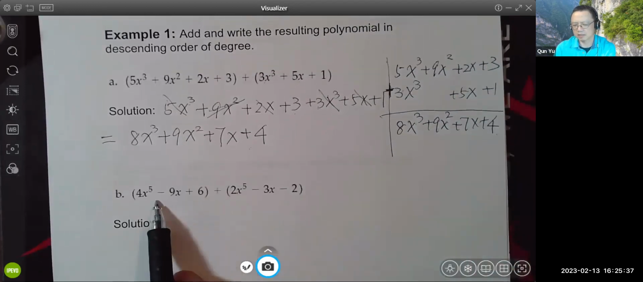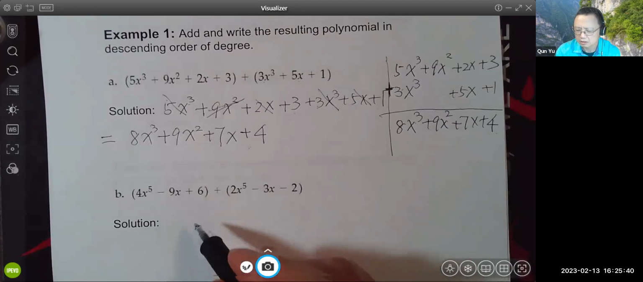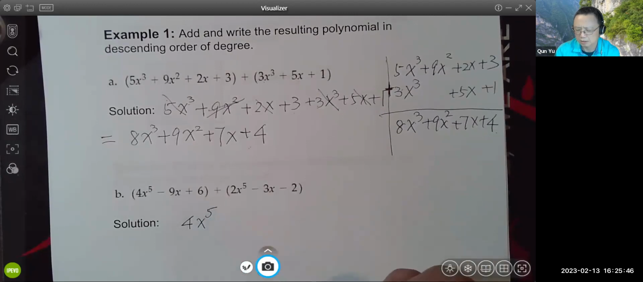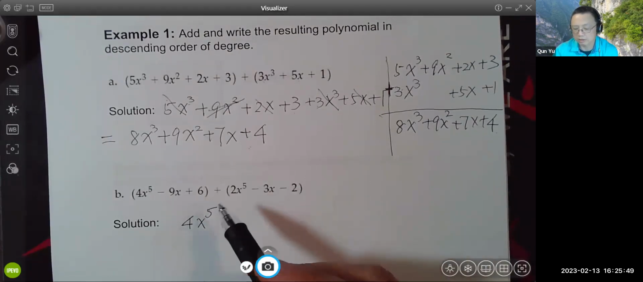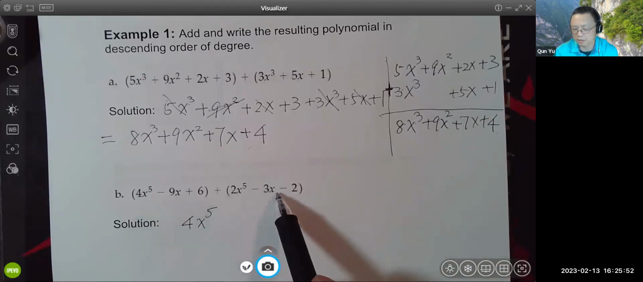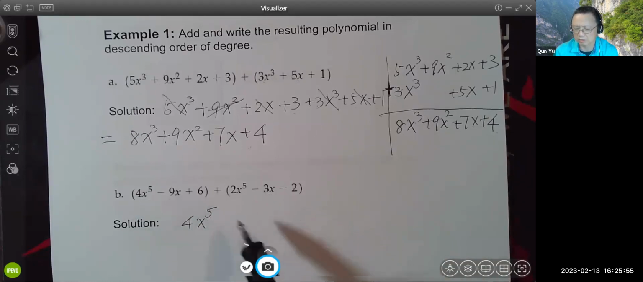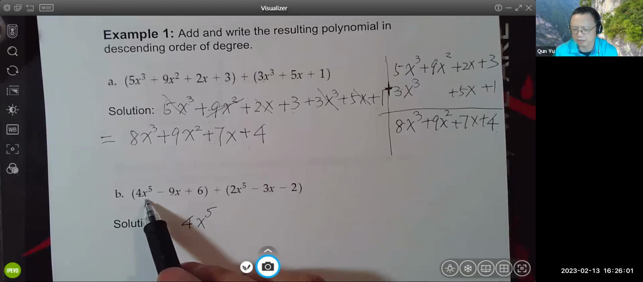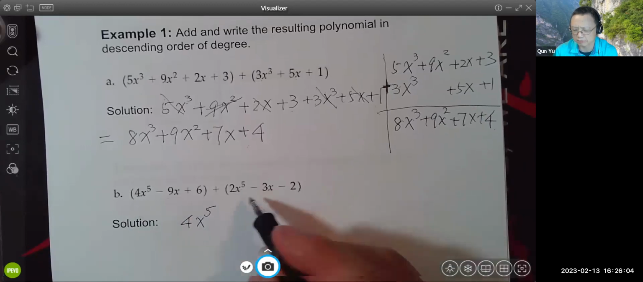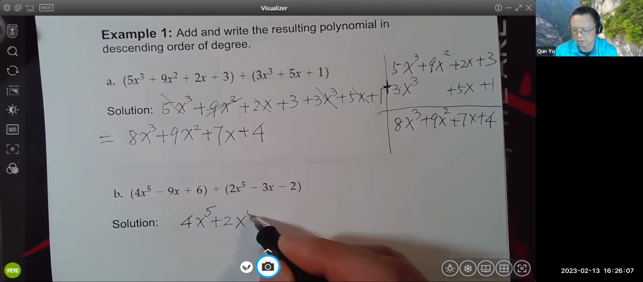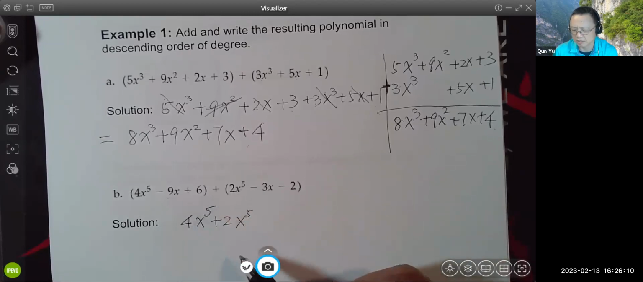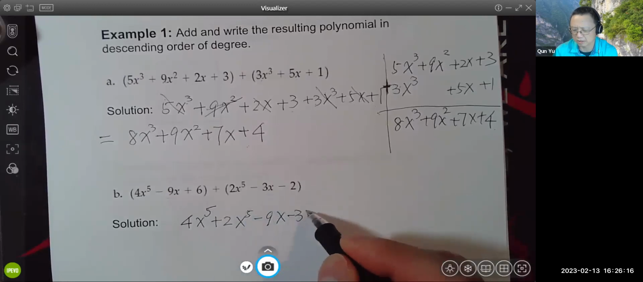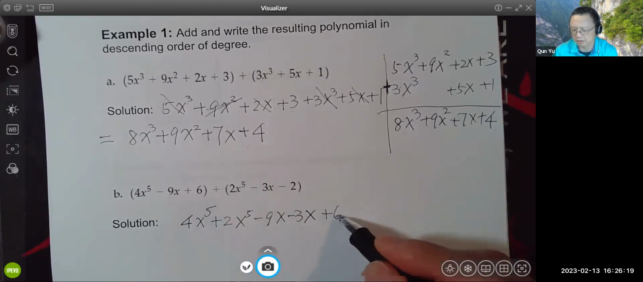Now let's do the second one. For this, I just remove parentheses as the first step, and actually you can just write this whole thing in descending order. You don't have to copy the whole thing without parentheses first. So first term is 4x to the fifth. Another one is 2x to the fifth, positive, because they all add together. The next one is an x term, so minus 9x. There's another x term, minus 3x. Constant term, plus 6, constant term, minus 2.